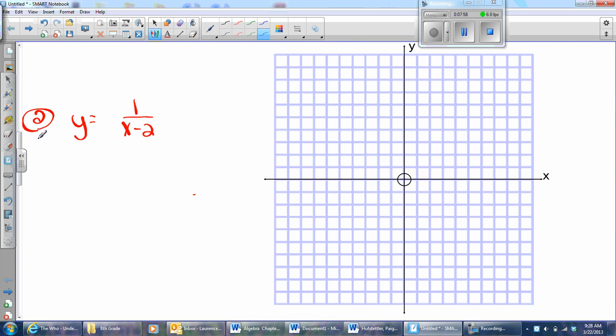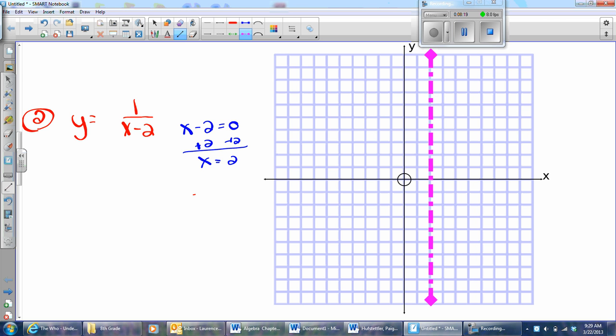Okay, so the first thing I'm going to do here is I'm going to look, and I'm going to see what makes the denominator 0. Whatever number makes the denominator 0, that will be my restriction. So I'm going to add 2 to each side. I'm going to x equals 2. So I have an asymptote occurring at x equals 2. And so I'm going to put that in.